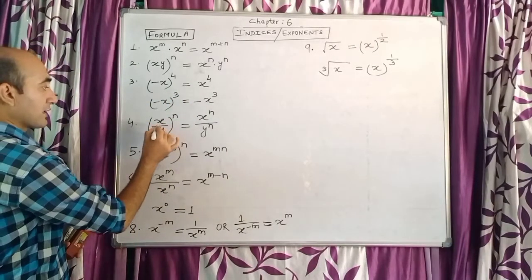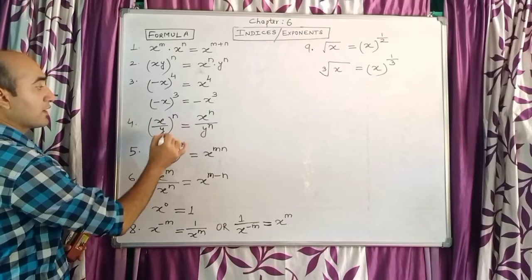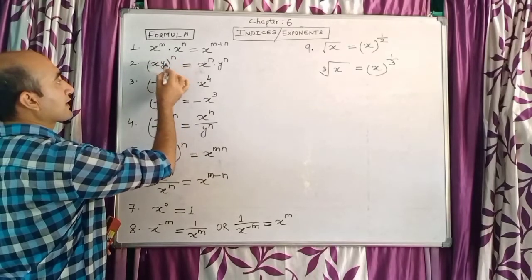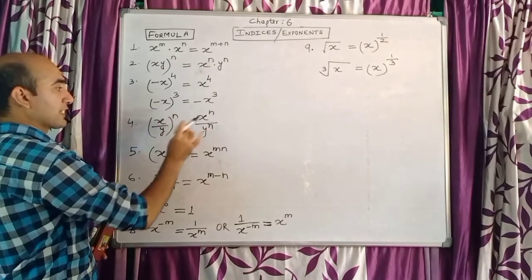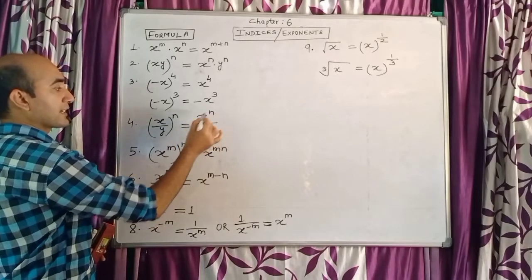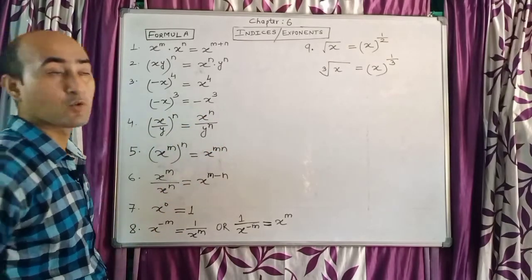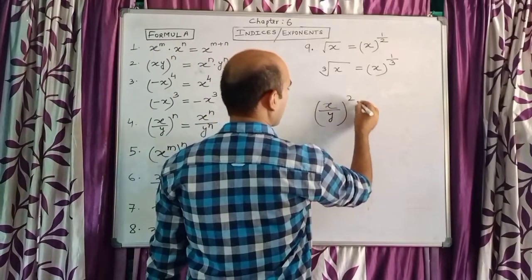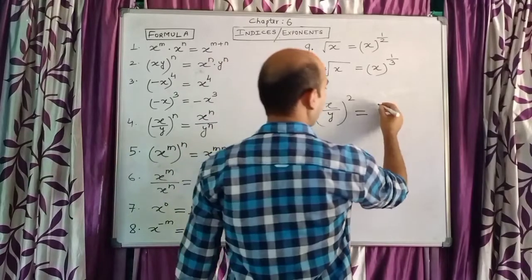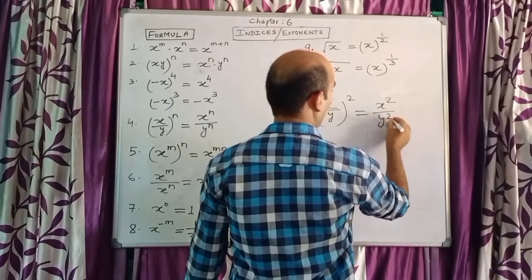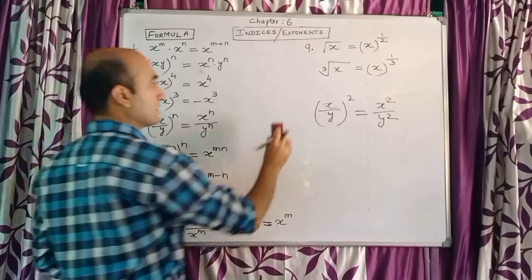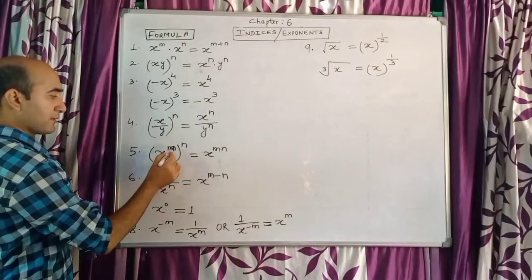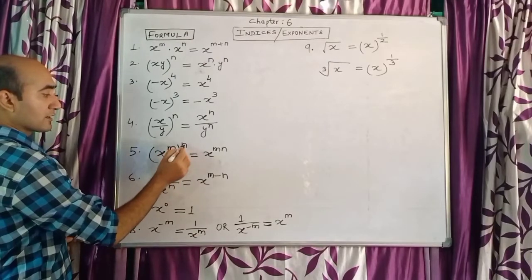Next, fractional number x by y to the power n. Then this power, the way here both the variables got power, here also both the variables will get power. The result will be x to the power n over y to the power n. Just like this. Suppose I have x by y whole squared. Then I can open the bracket and I can write x squared by y squared. So it is the same thing written here in the form of a formula. Okay, x to the power m, again bracket close, to the power n.